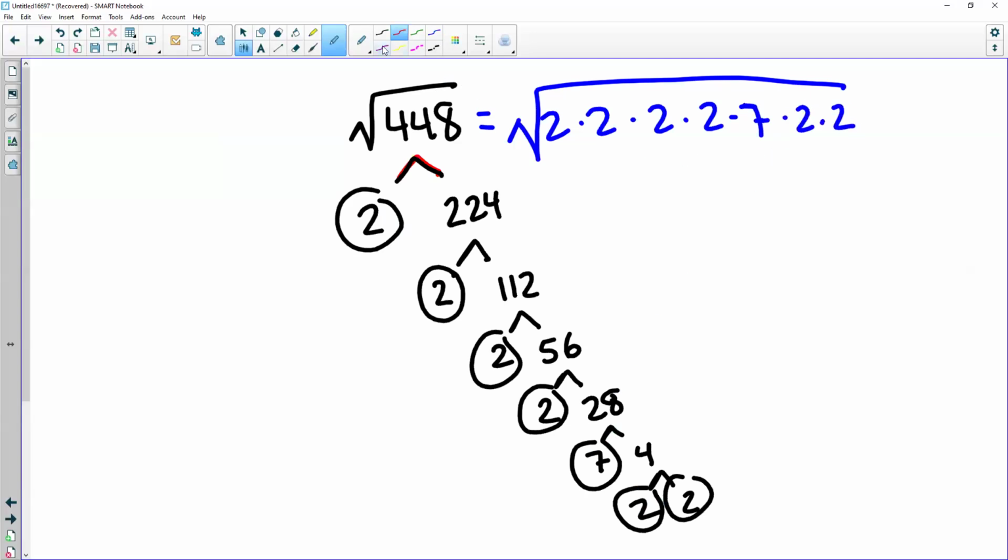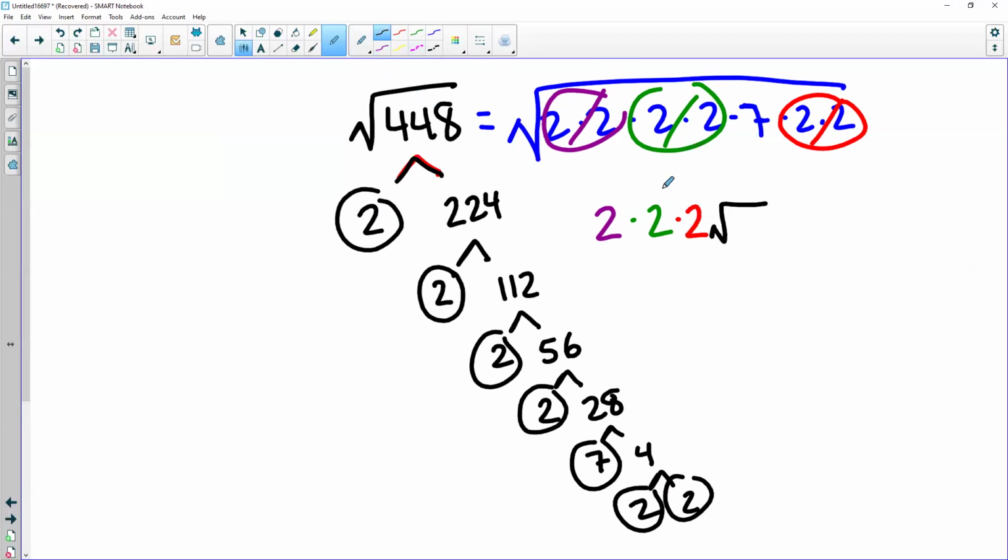All right, and so now we go through that process. Let's look at a pair of the same numbers. That's one pair of 2, so 2 comes out. Here's a second pair of 2, so another 2 comes out. And then lastly, here is another pair of 2s, so another 2 comes out. And all we have left over underneath that square root now is just a 7. All that's left for us to do is multiply the numbers out in front. 2 times 2 is 4, times 2 is 8. This would be 8 times the square root of 7. And that would be our answer in simplest form.